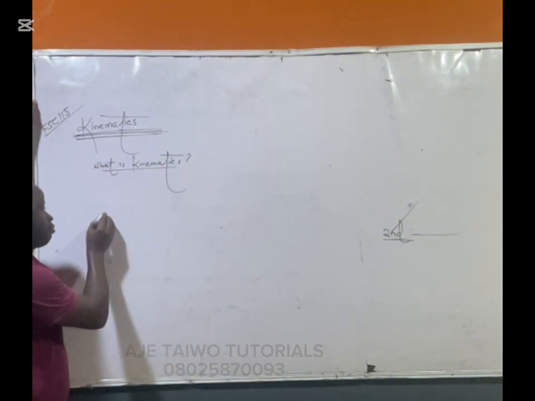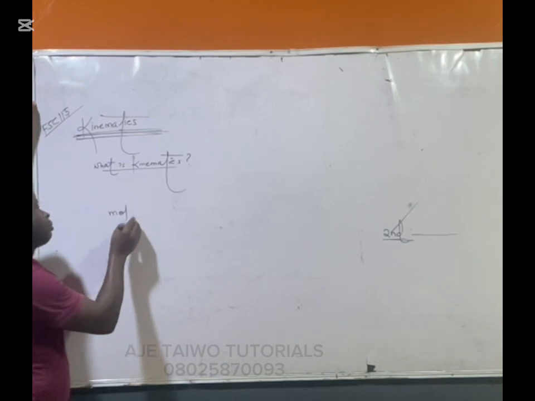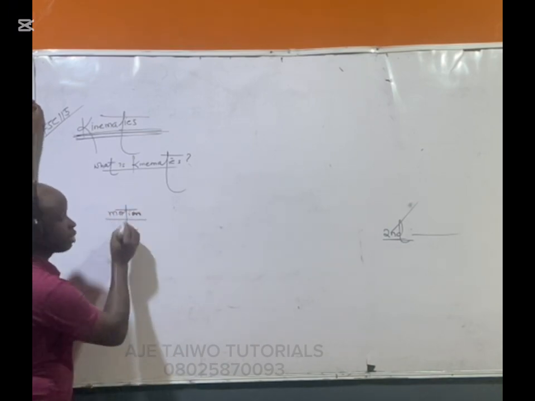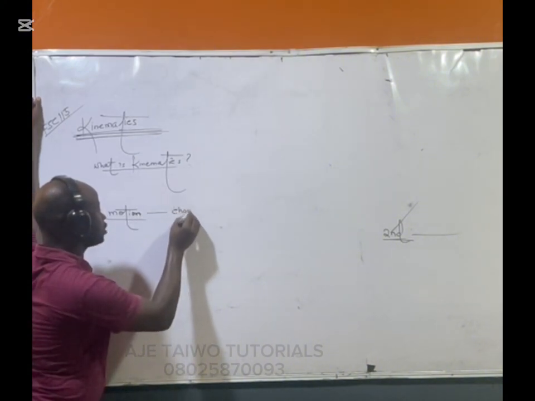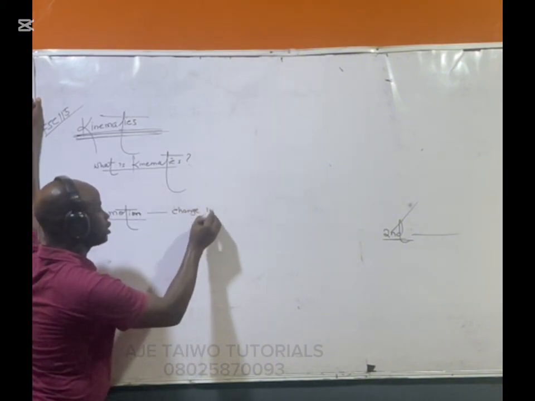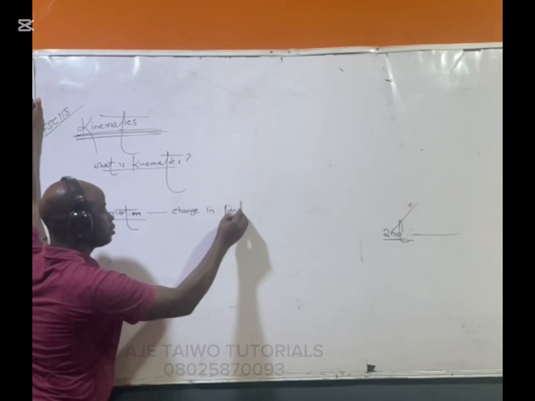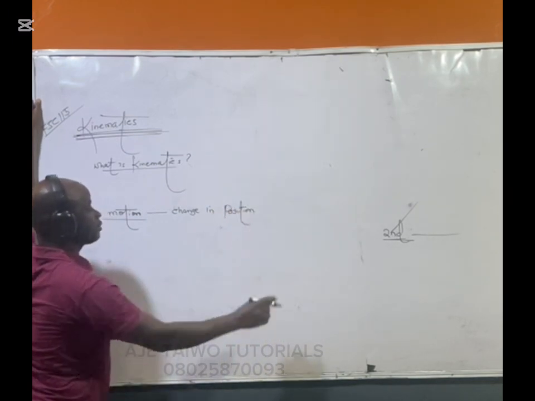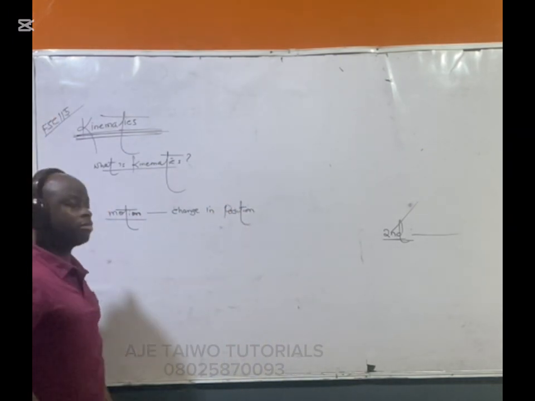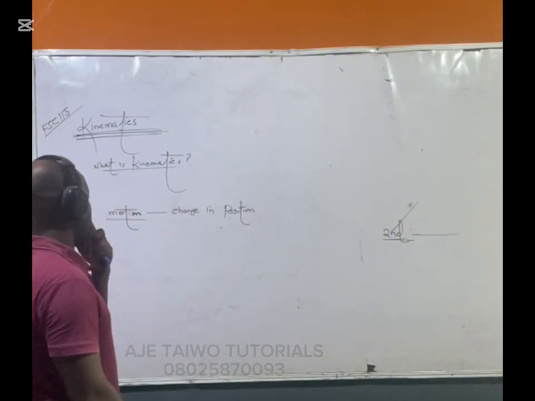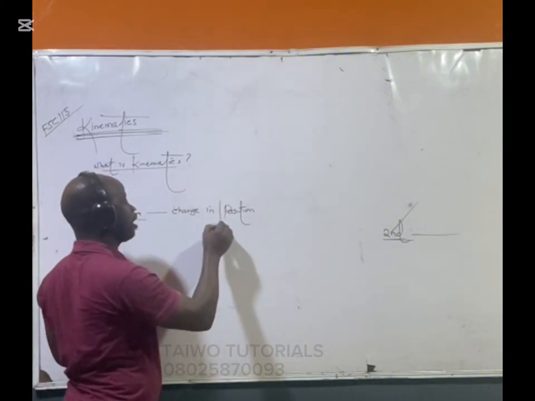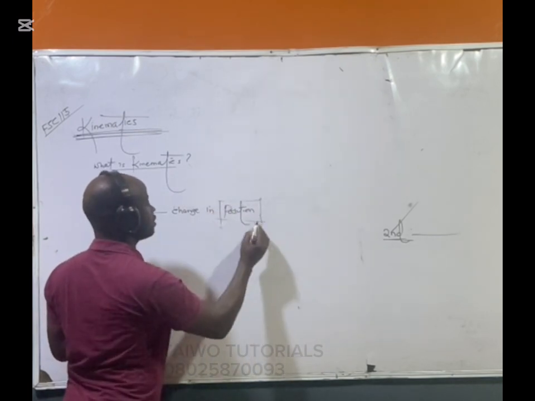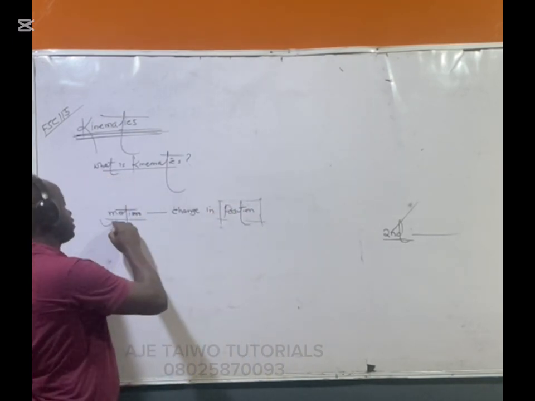You have said that motion. What is motion? Motion means change in position of an object. Motion is change in position of a body. Whenever a body changes its position, the body has moved.